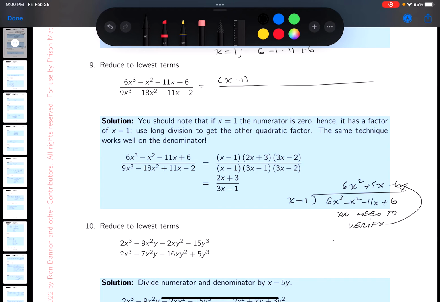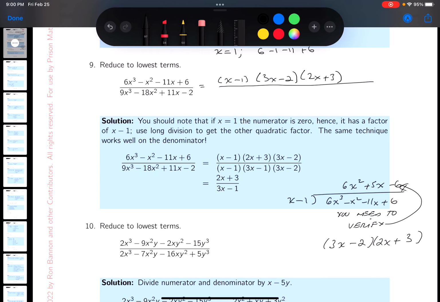Let me do the factorization now. 3x, 2x, 2 and 3, plus minus. Let me make sure that works out good. You get 6x squared. 9 minus 4 is 5. Yeah, looks good. So I'll write that down now. What do I get? 3x minus 2 and 2x plus 3.